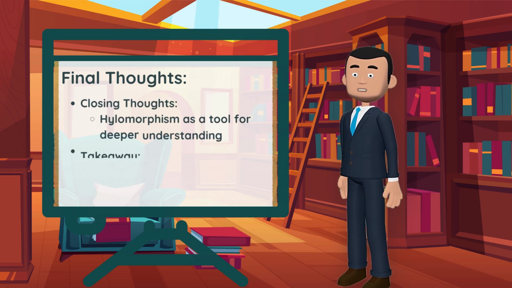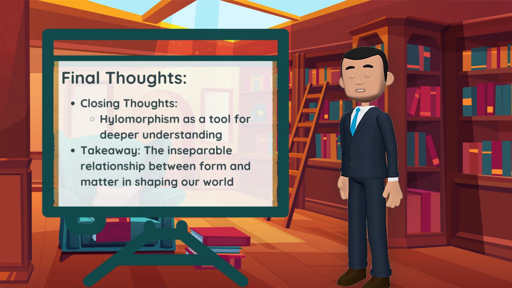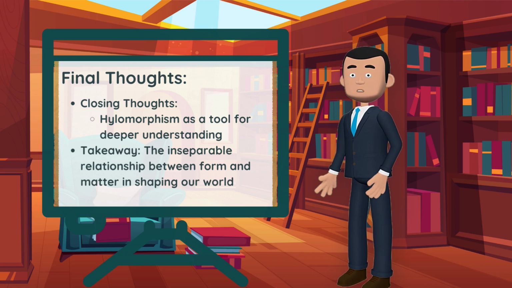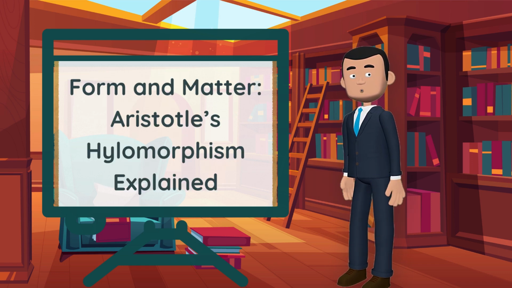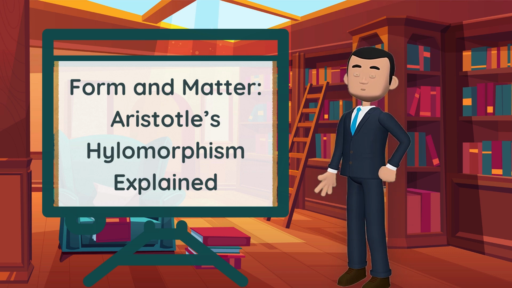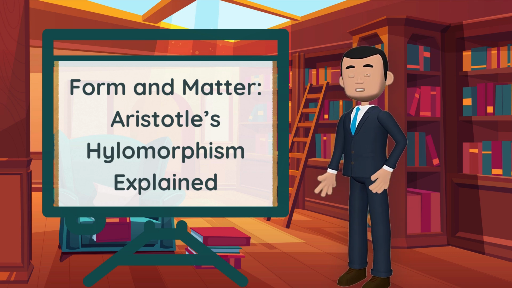So, next time you look at an object, whether it's something as simple as a coffee cup or as complex as a living organism, remember Aristotle's idea of hylomorphism. Consider how the form and matter work together to create that object and give it its unique place in the world. That's the beauty of Aristotle's thought. He gives us a lens through which we can better understand the world around us, from the simplest objects to the most complex forms of life.